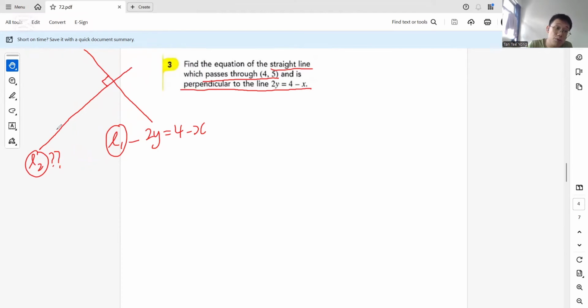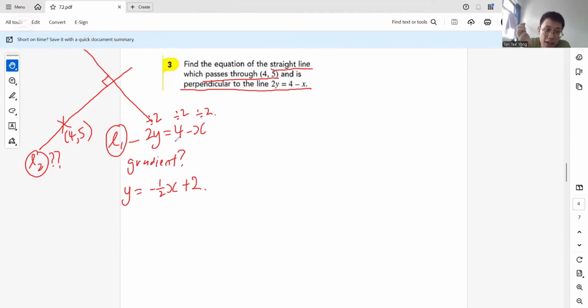And then this line also passes through the point (4, 5). So let's just label (4, 5). So first step first, we need to readjust L1 to find out what is our gradient. So what do we do? Just divide 2 to all the terms because we want y equals to mx plus c. So y equals to -half x plus 2. Basically all the terms here I divide by 2, including this. So that's how I get -half x plus 2.